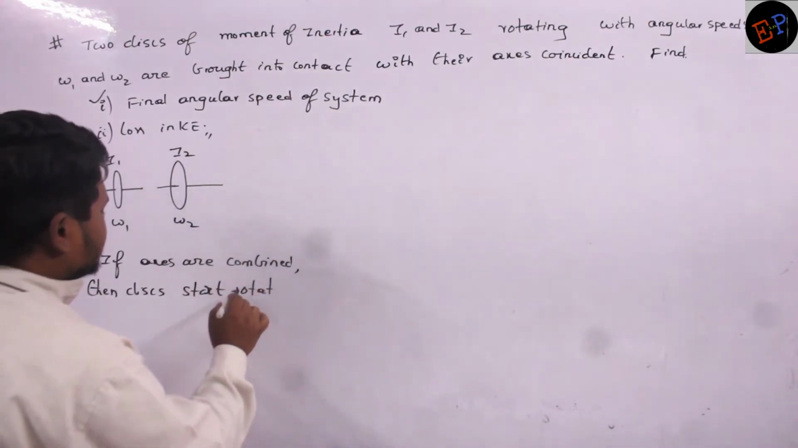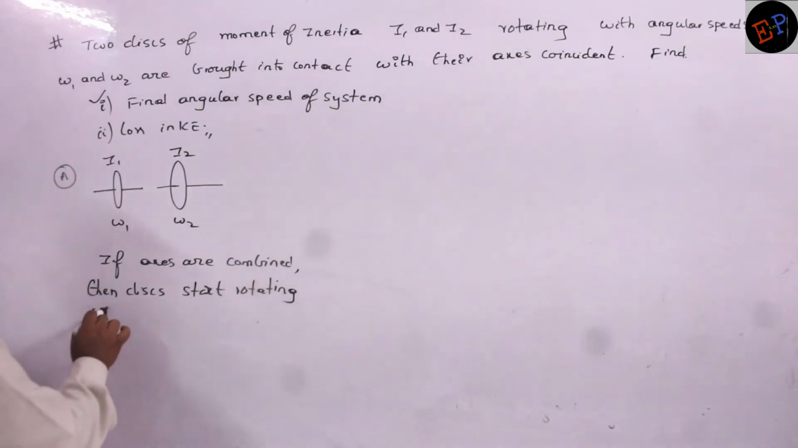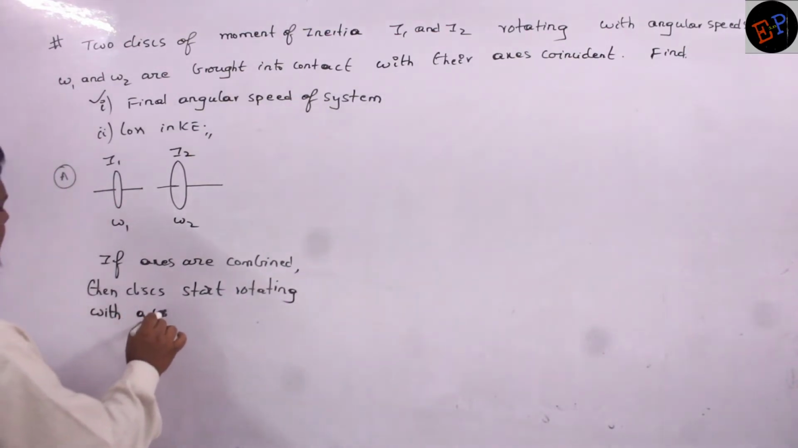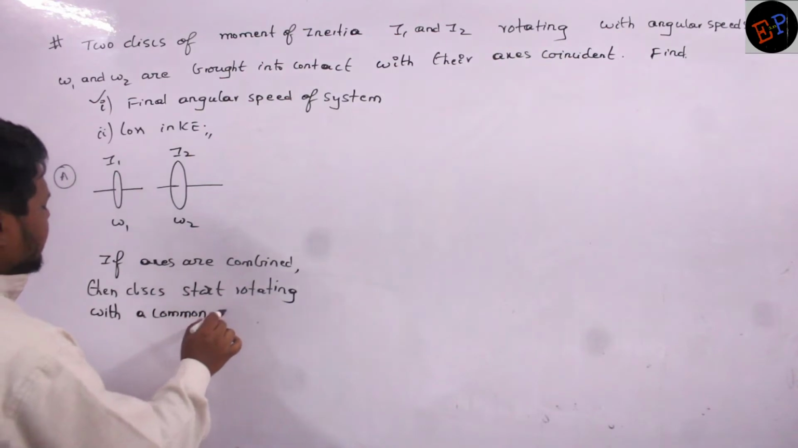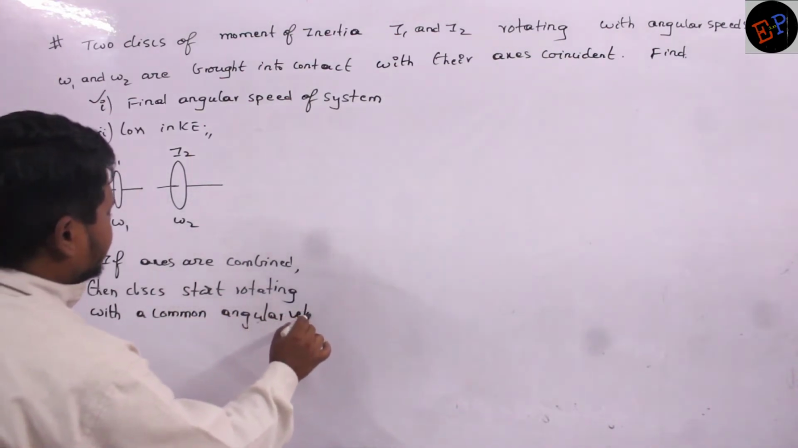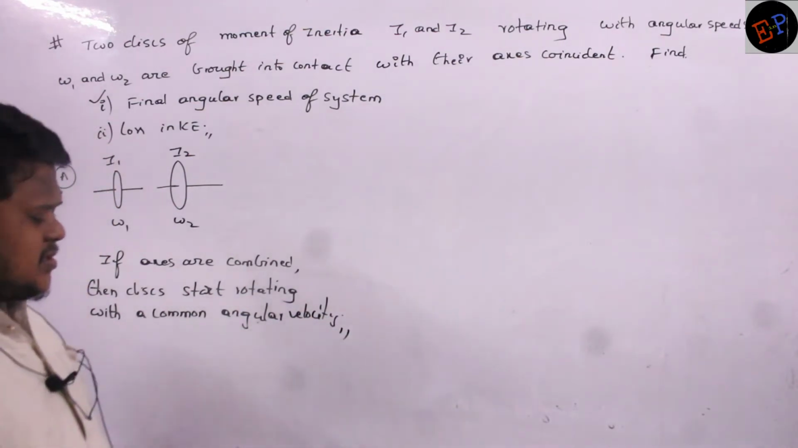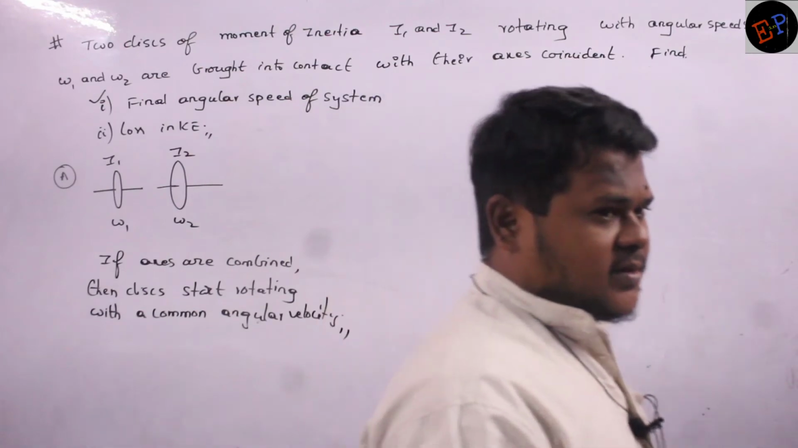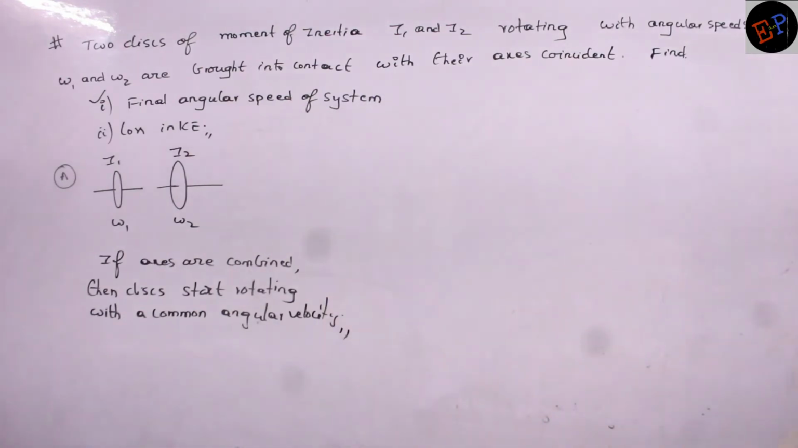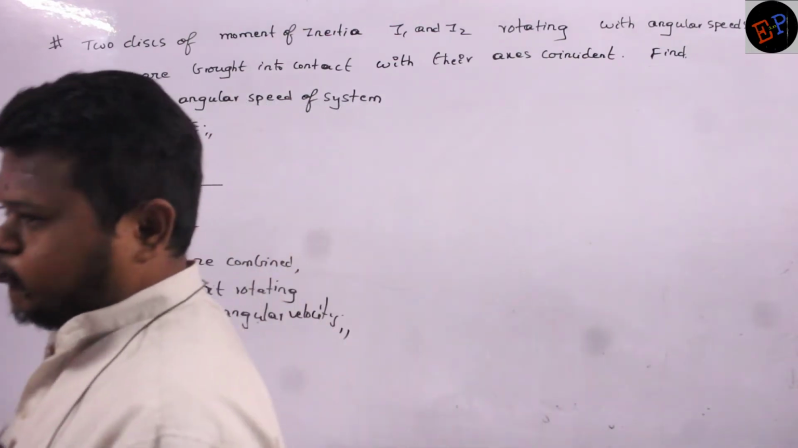Disk starts rotating with a common angular velocity. Okay, ma? So what is that common angular velocity? How can I calculate? Can you say? How can we find out a common angular velocity?